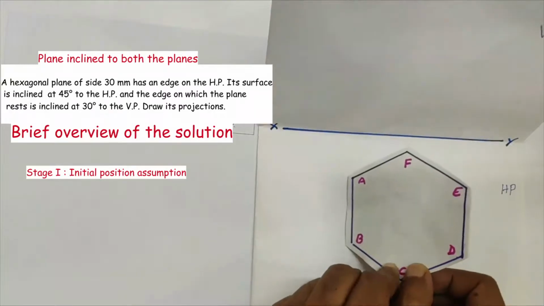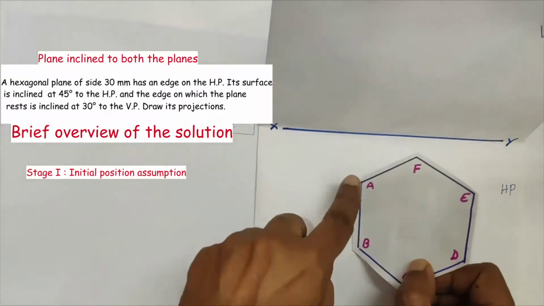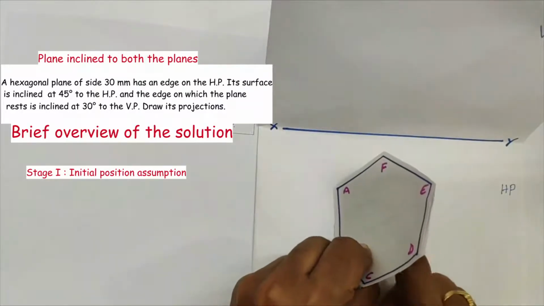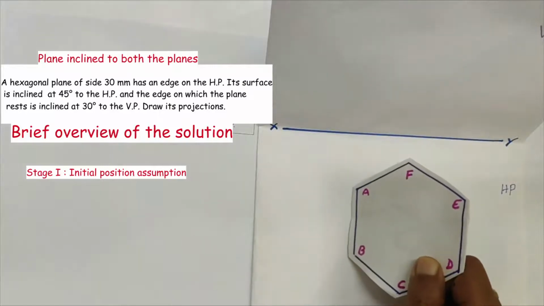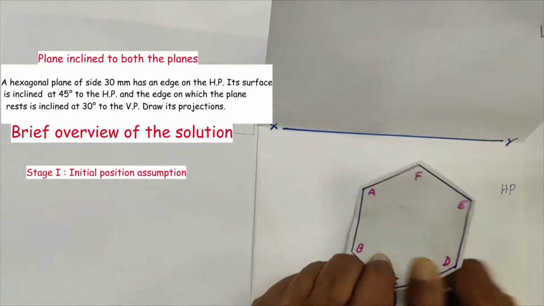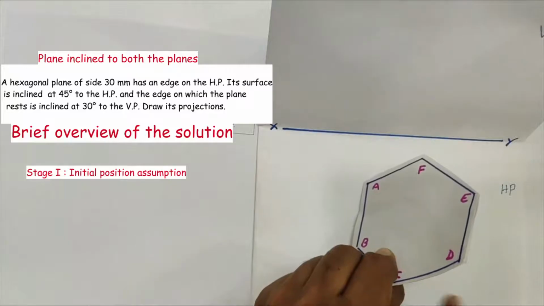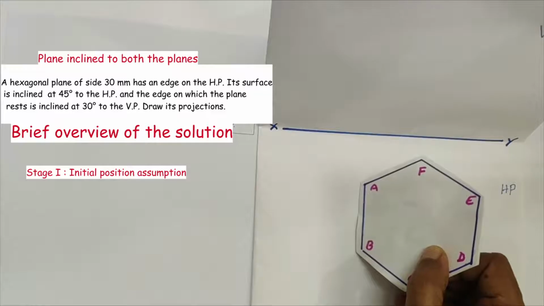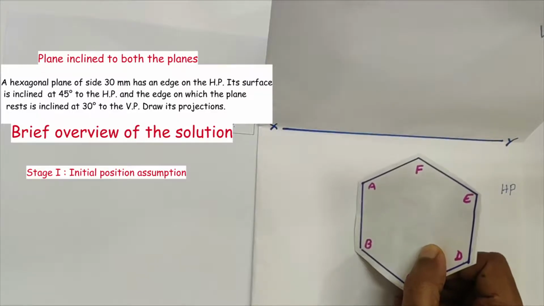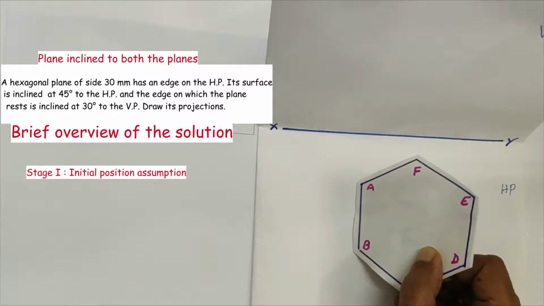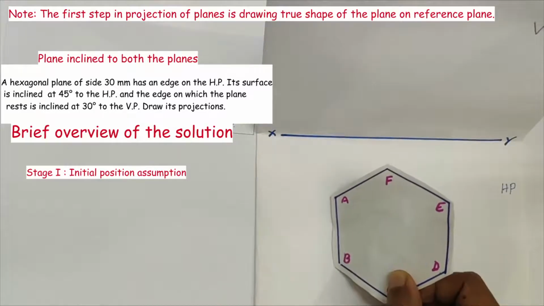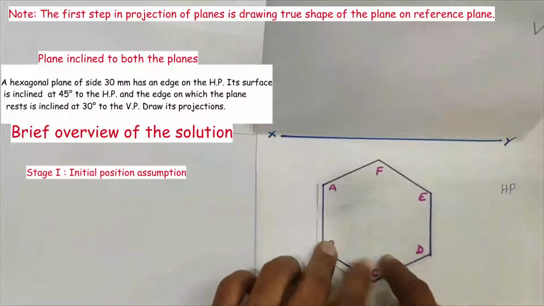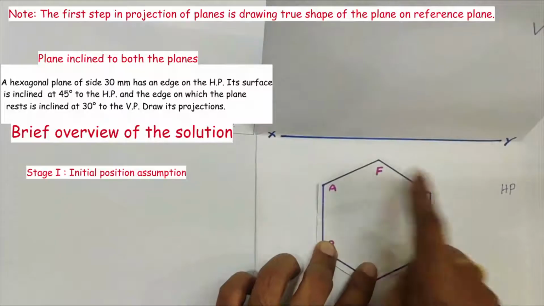In the problem it is mentioned that this hexagonal plane is resting on one of its sides, say AB, on HP, and its surface is inclined with an angle of 45 degrees to the HP. In this position, neither in the top view nor in the front view is the true shape of the plane visible. But in projection problems, we need to start with the true shape of the plane. For drawing the true shape, we assume that this plane is parallel to the HP. In this position, we are able to see the true shape of the plane.